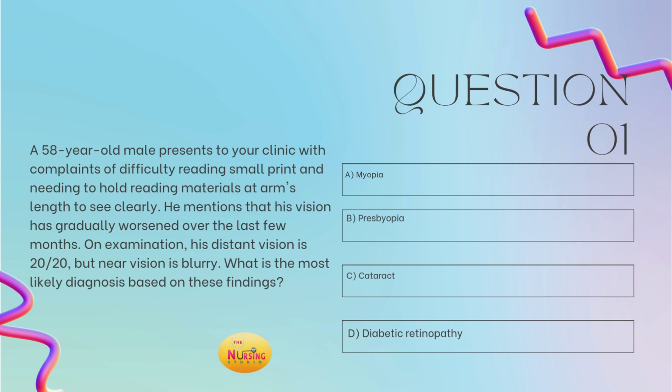Is it A, myopia? Is it B, presbyopia? Is it C, cataract? Or is it D, diabetic retinopathy? Take a moment and tell me what you got in the comments, you guys.